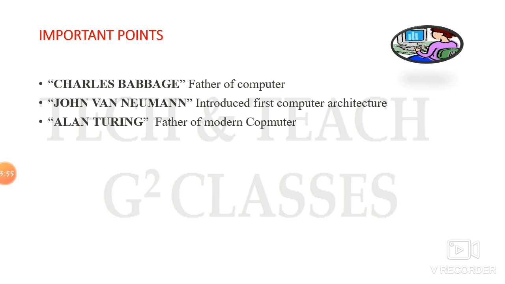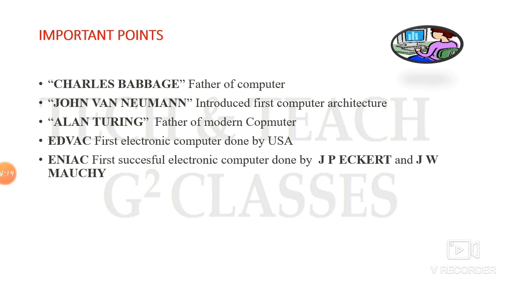And at last we have EDVAC and ENIAC. EDVAC is the first electronic computer built by USA. The first electronic computer was developed in USA; that is known as EDVAC. And next one is ENIAC. ENIAC is a successful electronic computer. It is the most populous, most sold computer. It was invented by J.P. Eckert and J.W. Mauchly. See, very important points from an examination point of view.